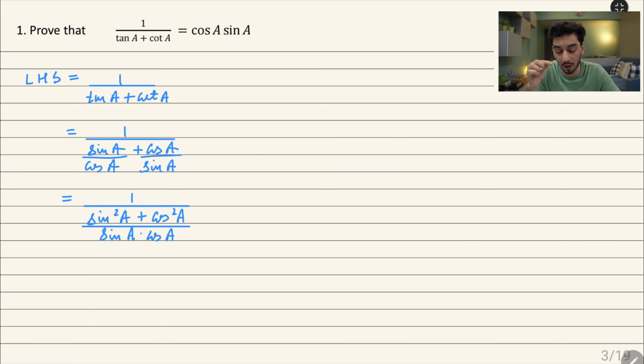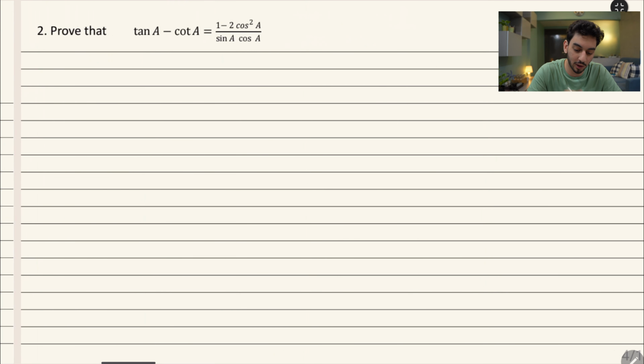Now the denominator of the denominator is sin A cos A. It is the denominator of the denominator, so it can be written in the numerator. So this thing now becomes sin A times cos A, and I would just ignore the denominator, which is sin² A plus cos² A, because we know sin² A plus cos² A is just equal to 1, and that is basically my final answer. Okay, let us move ahead to the next question.